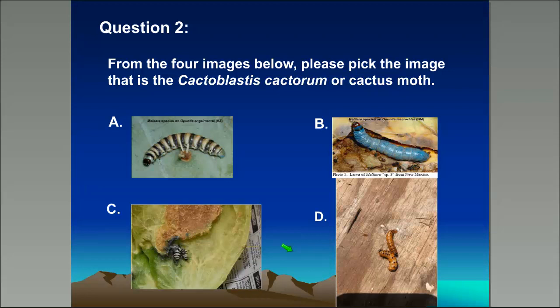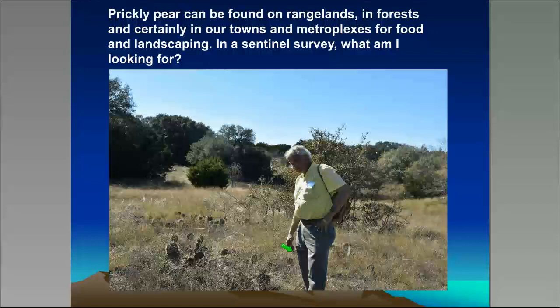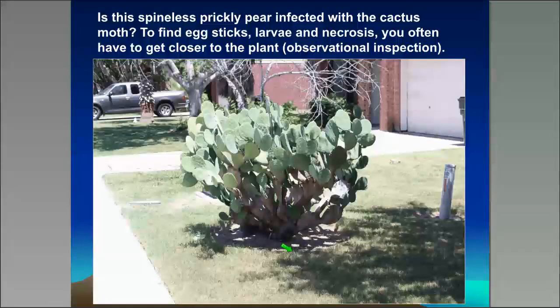So there is some pretty good science that we're going to be looking at when dealing with our field work. So, prickly pear can be found on rangelands. It can be found in forests growing from East Texas all the way to Maryland. It's in our metroplexes. It's planted as a landscaping plant in our towns and in our yards. So if I'm going out and looking at prickly pear, what actually am I looking for? So notice, here's a prickly pear plant, and I'm looking at it. Can you tell at the distance that we're at, is it infected with the cactus moth or not?